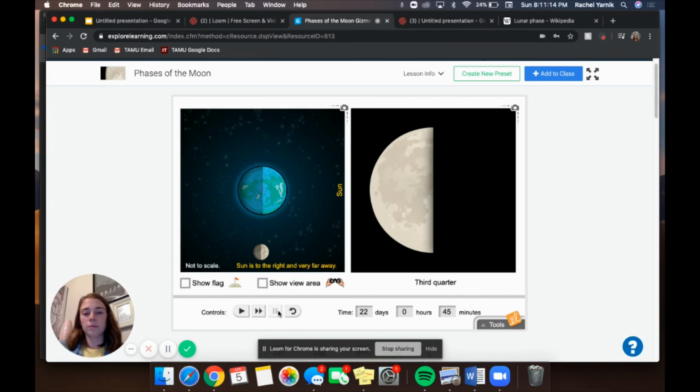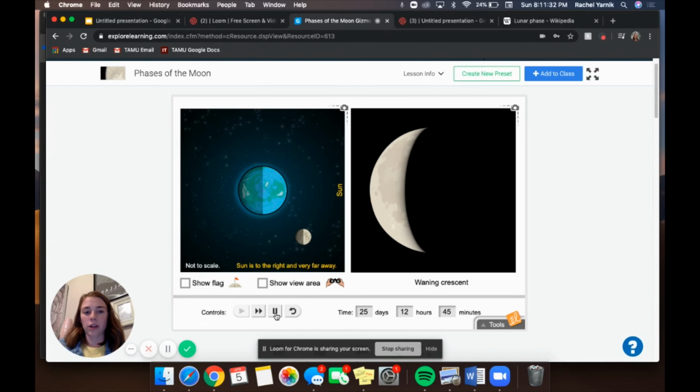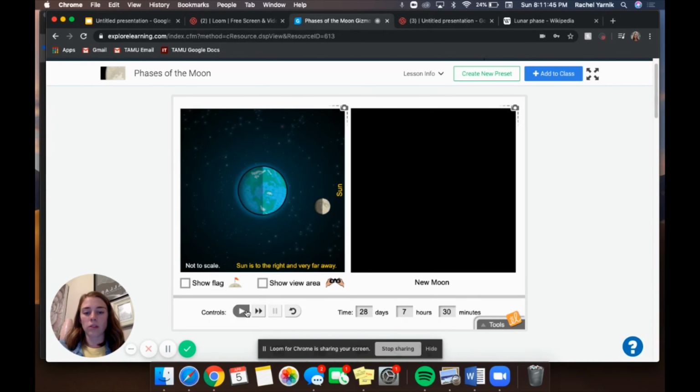There's third quarter. So just like first quarter, it's just the opposite side. So we can only see half of the moon that's being lit. So we're seeing a quarter of it. And then we're going to keep seeing the light disappear from the right. And here we are in a waning crescent. So the light is going to keep disappearing from the right side until we get back to a new moon, here at about 29 days. And then it starts all over again.